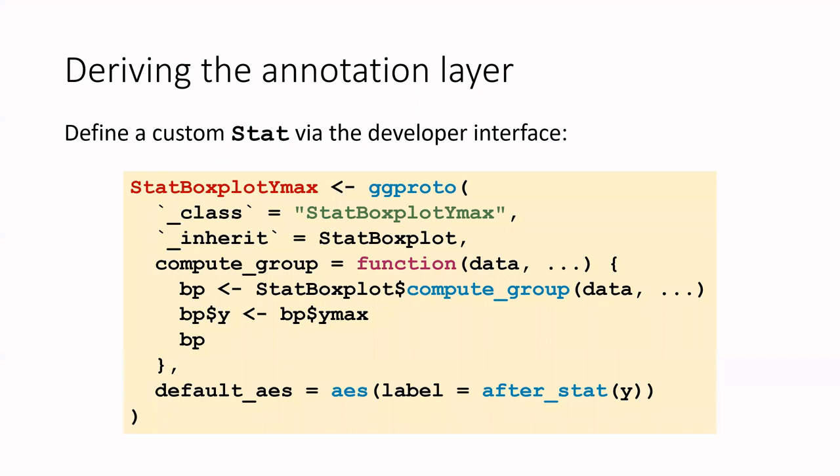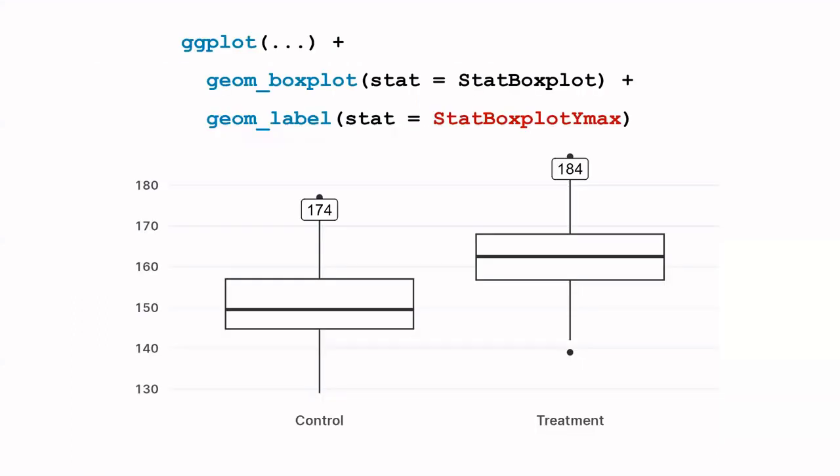The way to make this annotation layer work would be to go through the developer's interface to sublayer modularity. And please don't read this code. It's only here to exaggerate the scariness of the approach. But basically, we created a modified copy of stat box plot such that it can now be paired with the label geom to annotate the value of the upper whiskers. So once this new stat box plot ymax object is defined, users can then exploit it in their code to get the desired plot like this.